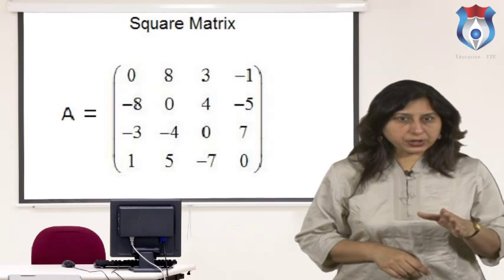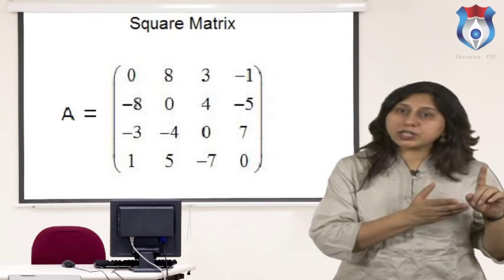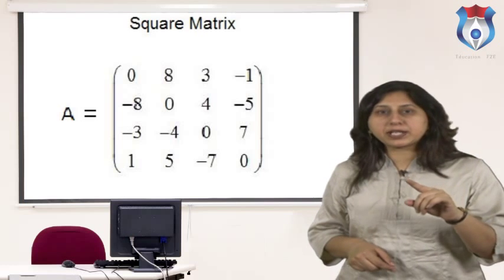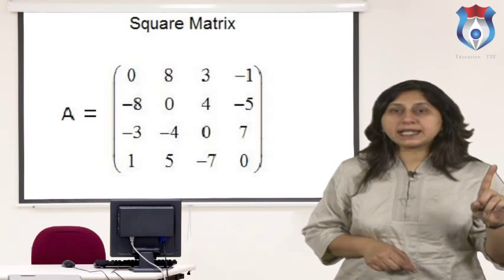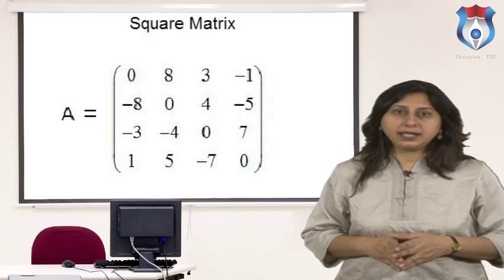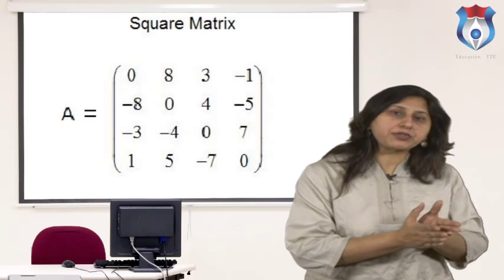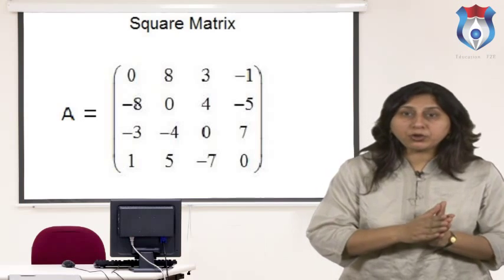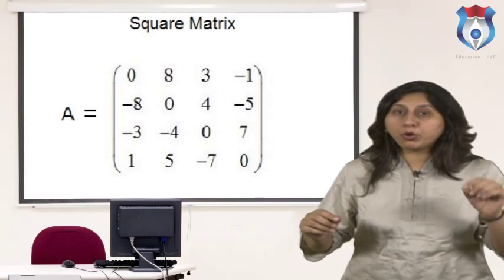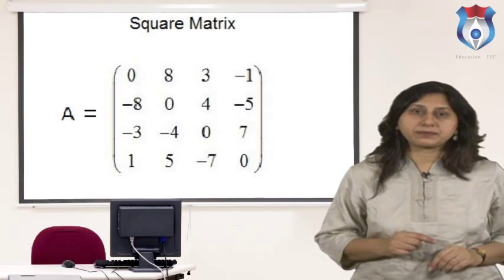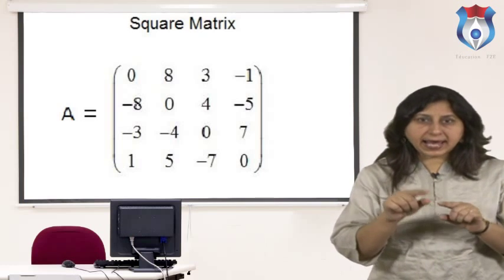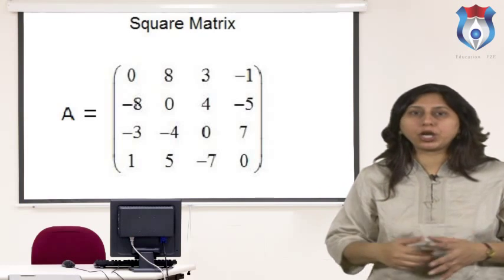A matrix which has only one row is called a row vector, and a matrix which has only one column is called a column vector. It is customary to denote matrices with more than one row and one column by bold uppercase letters. A square matrix has as many rows as it has columns.